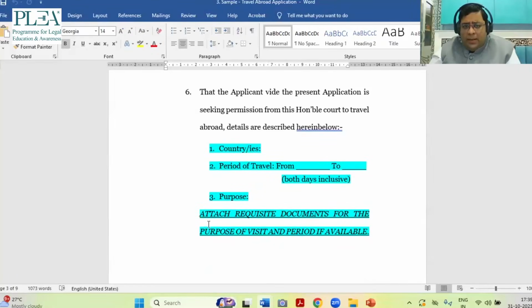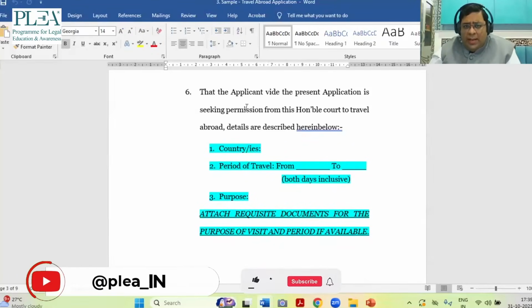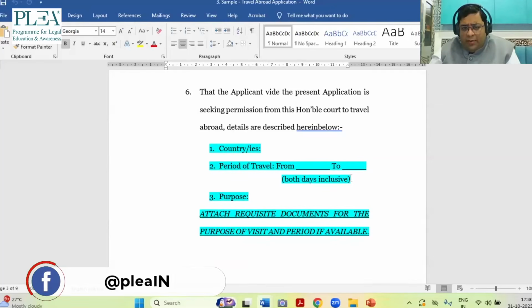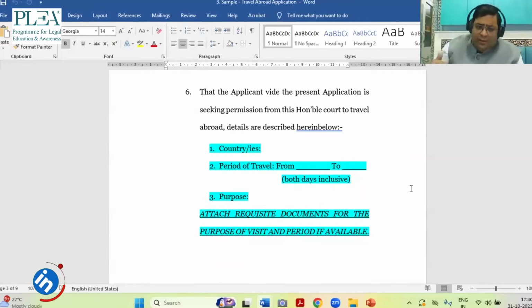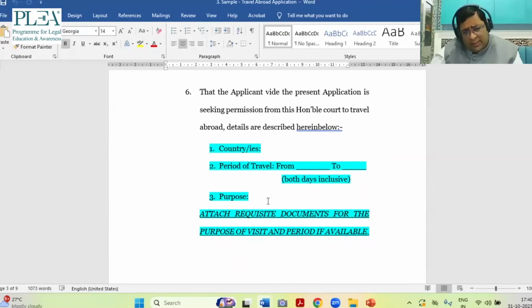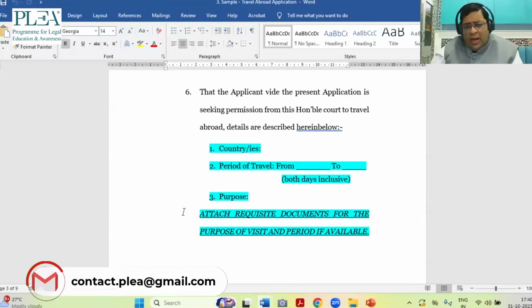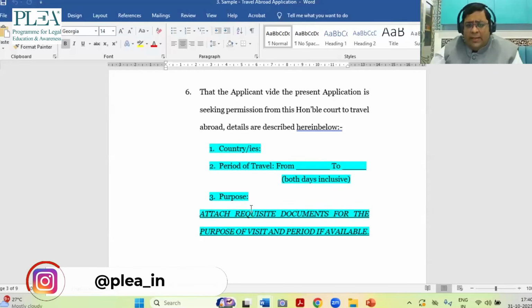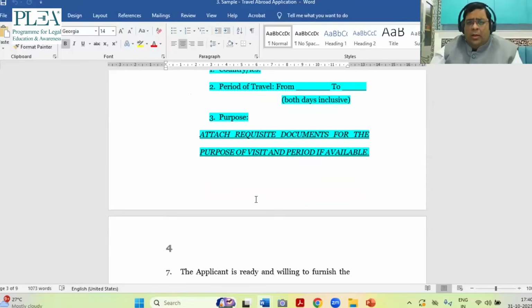Now, this is the primary paragraph which is required in the application for travel abroad, that the applicant is seeking permission from the court to travel abroad to this country, and the period of travel from so and so date to so and so date, both days inclusive. Departing date and the arrival date, both are included. The purpose, either it is for business, for meeting a relative, or for leisure, that has to be mentioned. And if you have any documents for the purpose of visit, then please attach a copy of that as an exhibit.